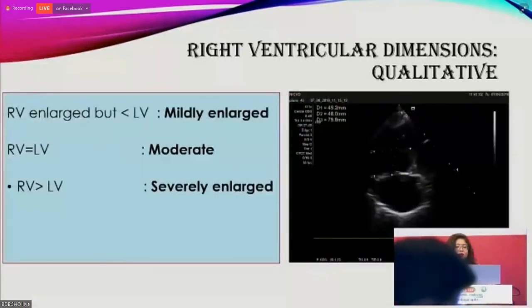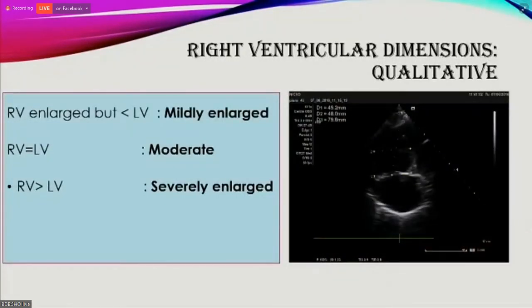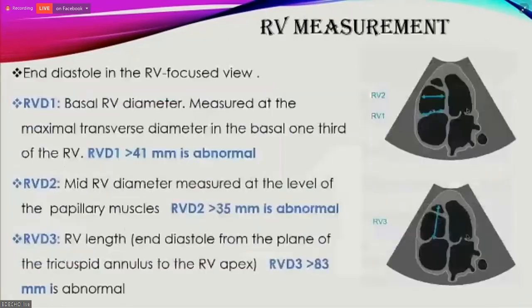So this is the qualitative assessment of RV size. And then come the measurements. We measure RV1, that is the basal diameter, measured at the maximal transverse diameter at the basal 1/3 of the RV. The upper limit is 41 millimeters. More than 41 millimeters is abnormal.